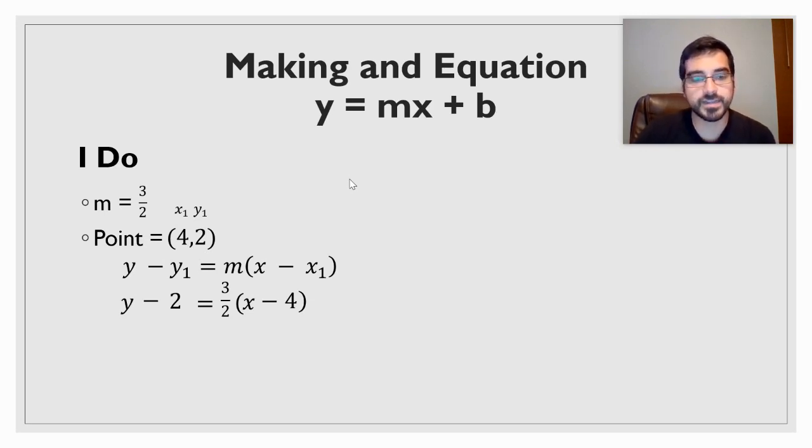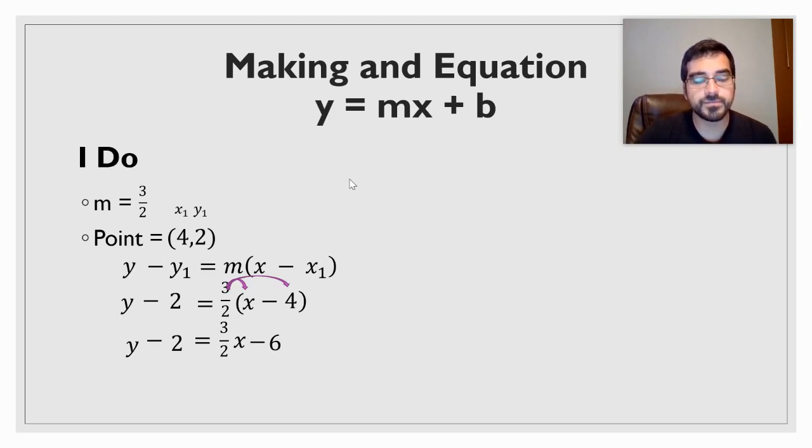So my left side, I can't do anything, so all I'm going to do is write it down, y minus 2 equals. But for my right side, I could simplify by distributing. So I'm going to distribute the 3 over 2 times everything inside the parentheses. So 3 over 2 times x, I know that's 3 over 2 x. 3 over 2 times negative 4, I know that's going to be negative 6.